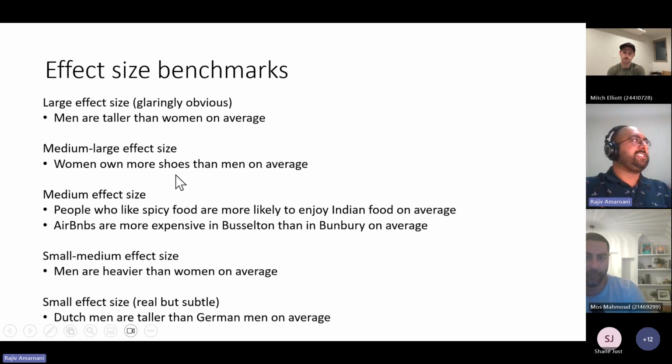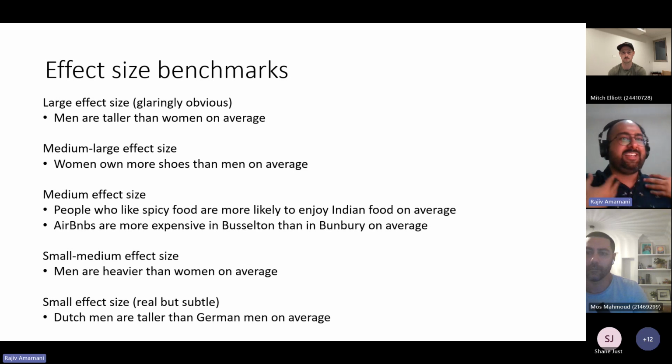So a large effect is that men are taller than women on average. That's a fairly large, glaringly obvious effect. If you are an alien who has not seen humans, you don't need to see a lot of humans to work out that men tend to be taller than women. A somewhat smaller effect, a medium-large effect, is that women own more shoes than men on average. Medium effect, for example, people who like spicy food are more likely to enjoy Indian food on average. Not true for everyone, but you do tend to see it.